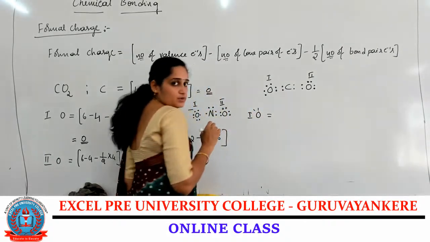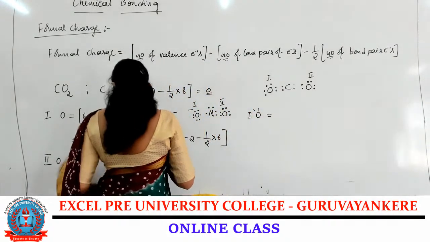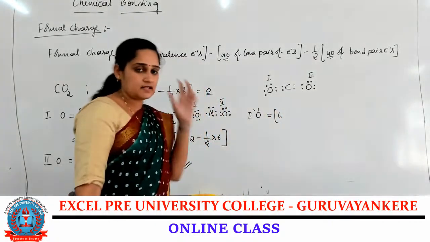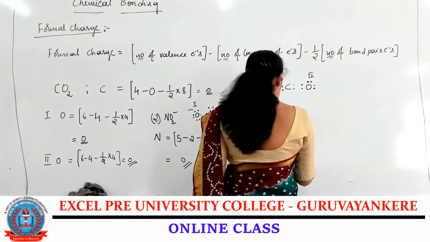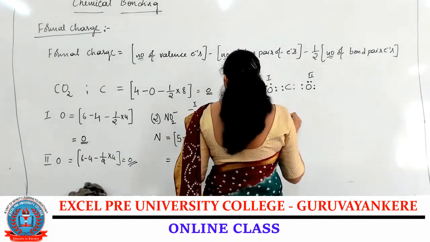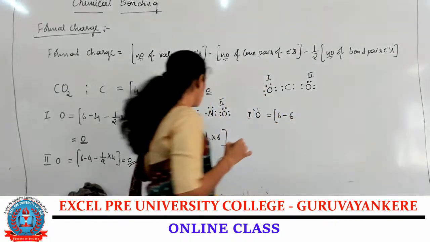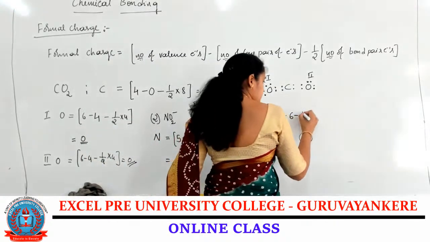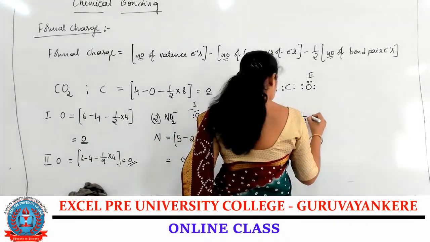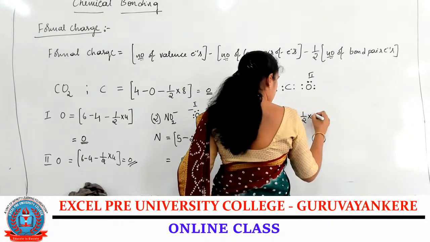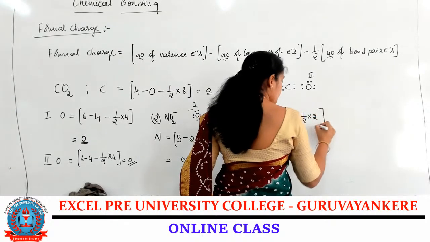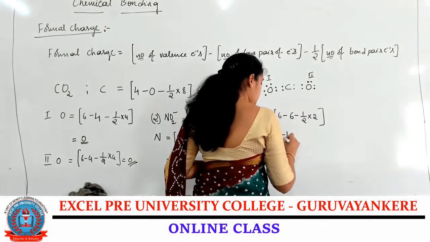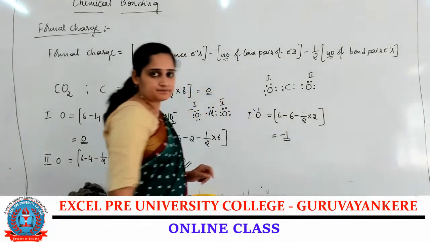it is equal to this. Valence electrons for the oxygen atom is 6, minus lone pair electrons on this oxygen atom is 6, isn't it? 2 plus 2 plus 2, 6, minus half into how many electrons are bonded electrons? 1 pair, it is 2, isn't it? So it is nothing but a minus 1 charge.